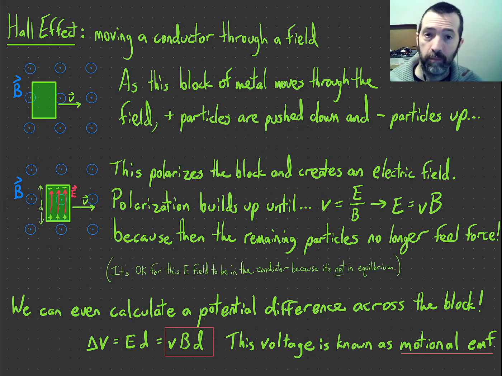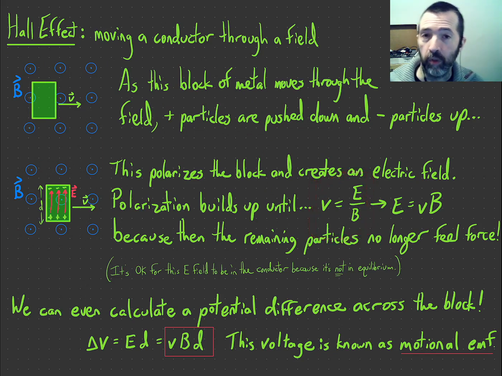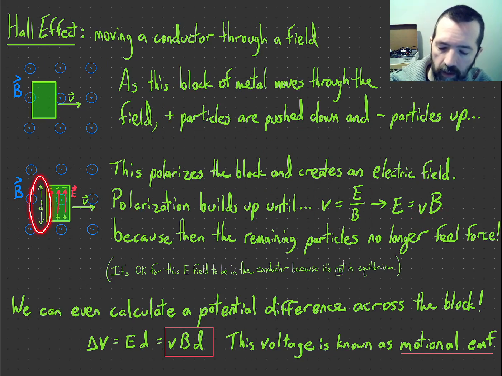And so once I reach that point, once the polarization is strong enough to satisfy this v equals E over B condition that we saw with the crossed field setup, at that point the polarization will stop getting stronger, and it'll sort of stabilize into a steady state. So the electric field strength that we're looking for is v times B, velocity times the magnetic field. And if I name the size of the block, this vertical distance, I'm just going to call it d.